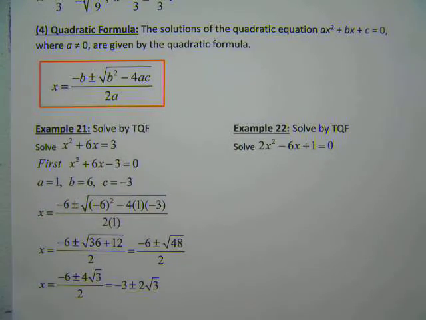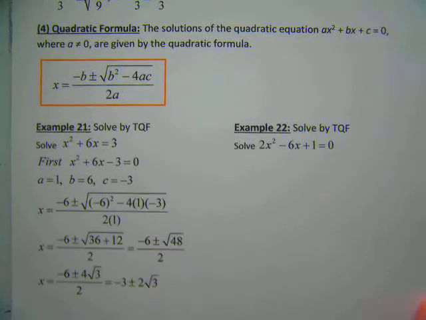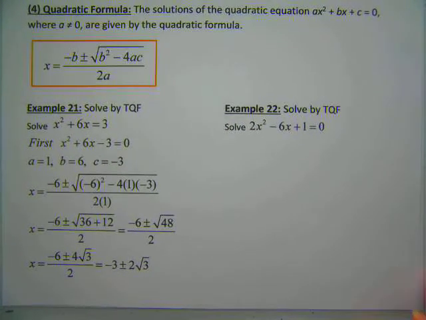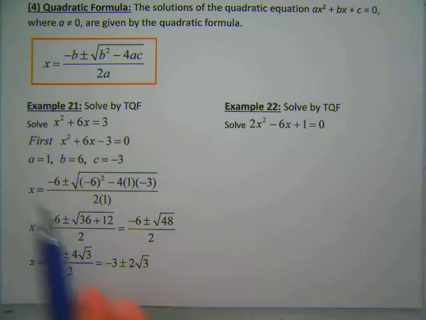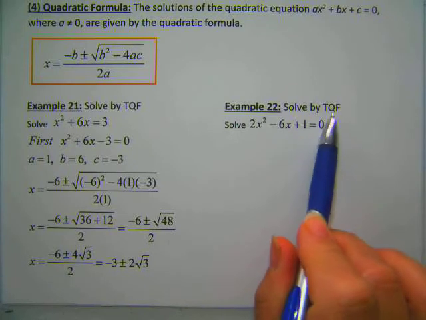Well, this is just plug and chug. The only place you might go wrong is in the simplification, which is just simplifying expressions. So let's see what we're talking about. I did one for you already. Let's look at the next example, 22, solved by the quadratic formula.